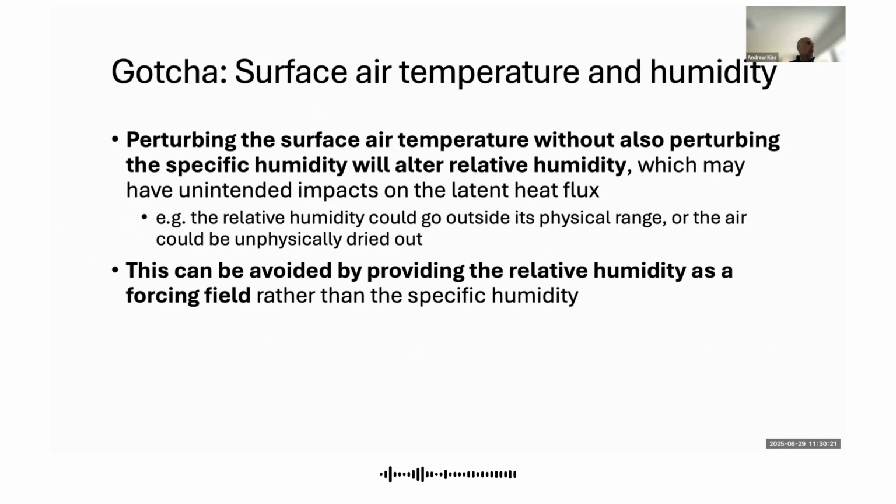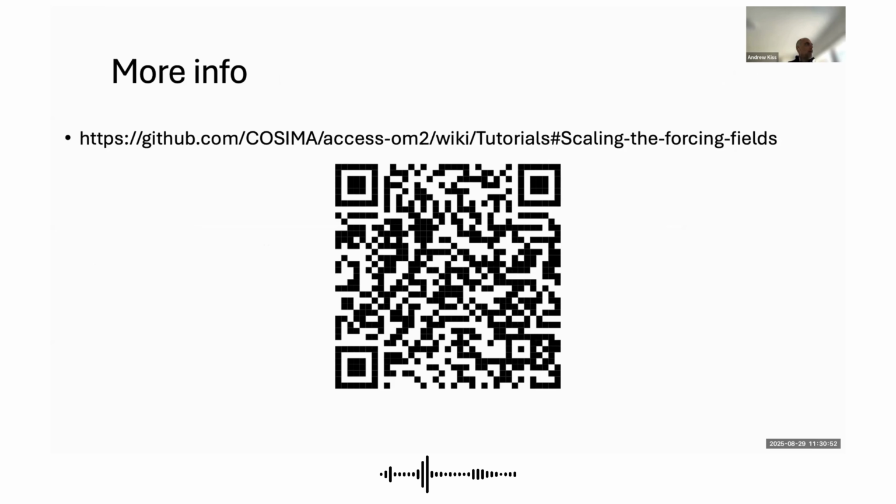One last thing, you can get some unexpected consequences here and there. If you're perturbing air temperature without also perturbing the specific humidity, that will alter the relative humidity, which will change the latent heat flux. So you need to be careful about things like that. But you can force the model using relative humidity instead to avoid that. Just in case anyone was thinking about doing that. And I'll just leave it there.